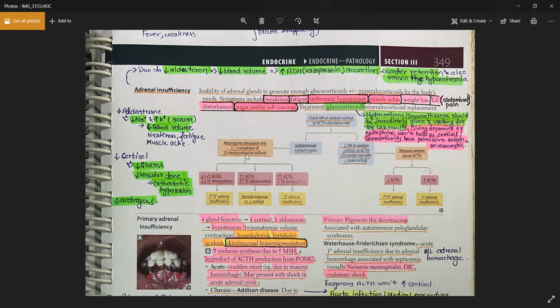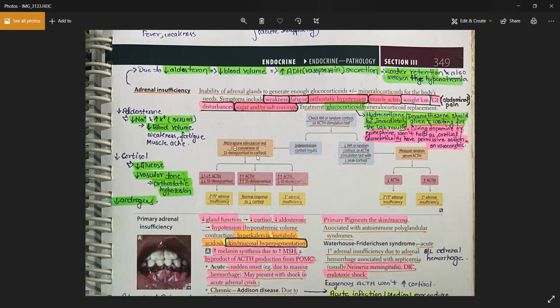Not 21. It's 11-beta hydroxylase. Because you already have the 11-deoxycortisol, the 11-beta hydroxylase acts on the 11-deoxycortisol to convert it into cortisol, which is the activated form. Metyrapone inhibits this conversion. Okay, and now what's going to happen? You will have a high level of deoxycortisol and a low level of cortisol.